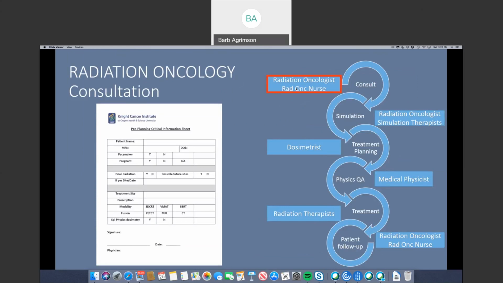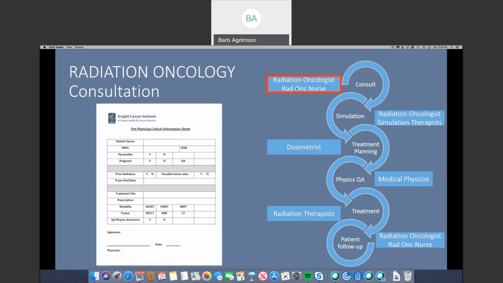Radiation oncologists will have a consultation with the patient about recommended treatment techniques prescribed for their cancer diagnosis. Once the patient agrees to receive the treatment, assigned consent is completed and the planning process can begin. Important data is collected to assist with the planning.